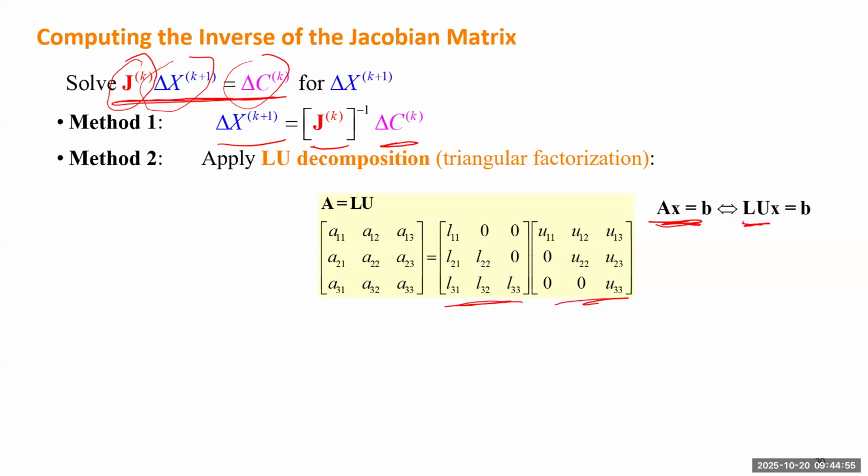And so the original problem of solving the linear equation becomes solving the second equation. For the second equation, we don't need to calculate the inverse at all, because we only need to define this product to be Y. We solve LY equals B for Y. And the next step, we solve US equals Y for S.